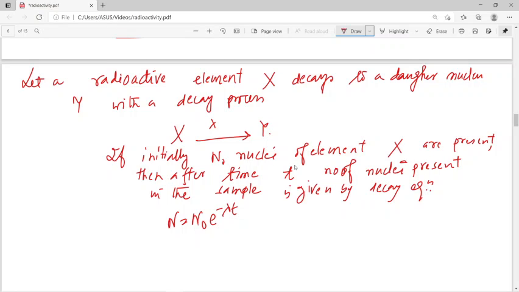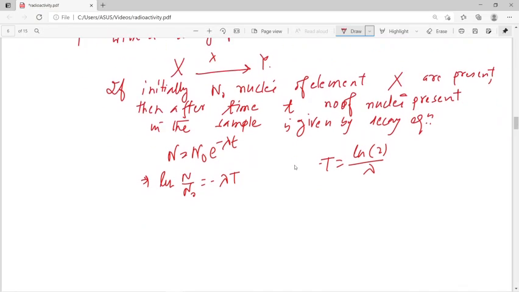If we rearrange the equation, we can write ln n by n naught equals minus lambda t. And t half is ln 2 by lambda, so lambda is nothing but ln 2 by t half.